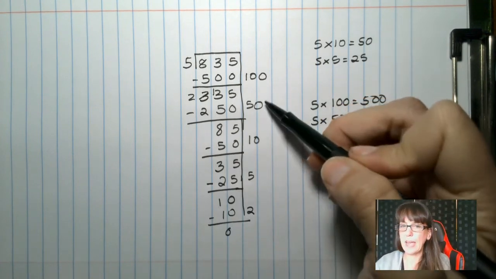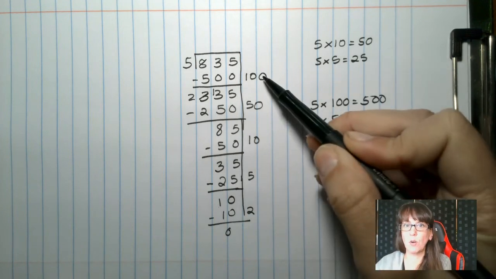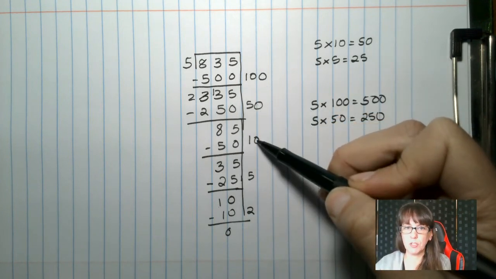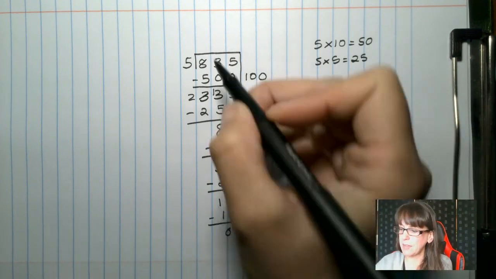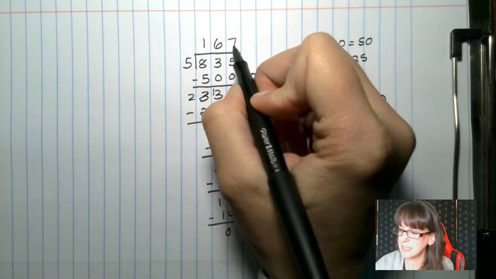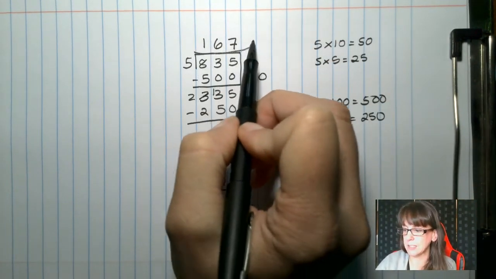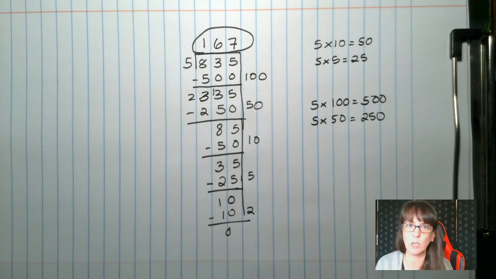So that means we add all of this up on its side. So 150 plus that would be 160, plus 7. So 167 is our final answer. So that's how partial quotient division works. Hopefully those nifty little tricks work for you.